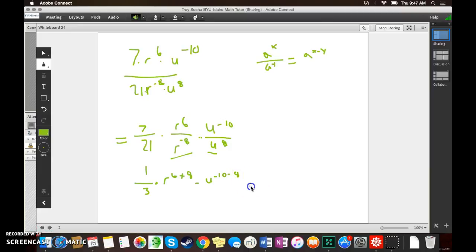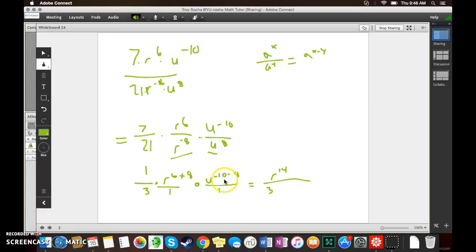Now, so far, let's just deal with this. We'll deal with the u in a second. Right now, we'll just deal with the 1/3 r. So I know for sure 3 is on the bottom. r is 6 plus 8. So 1 times r over 14, so r to the 14 over 3.